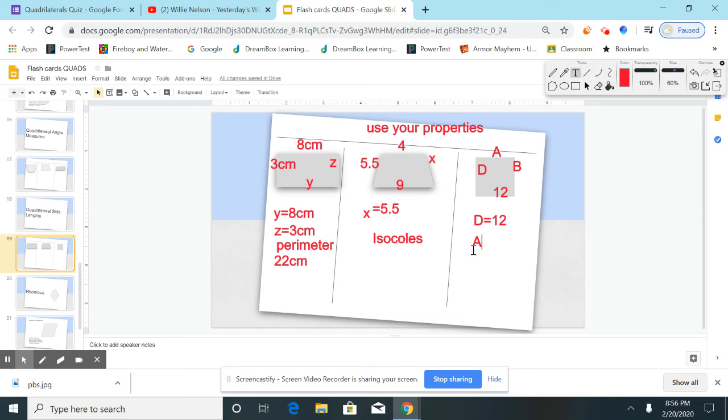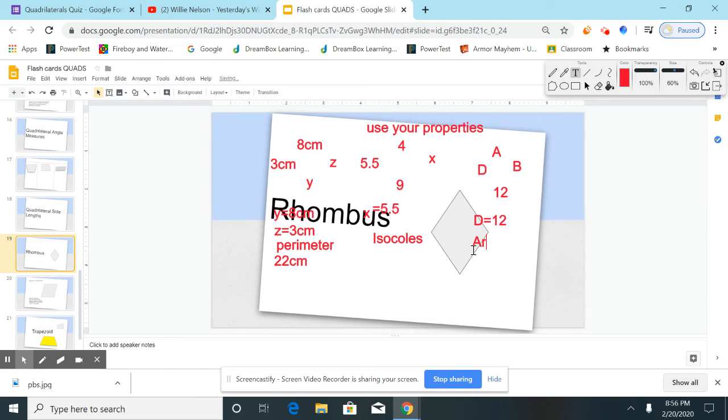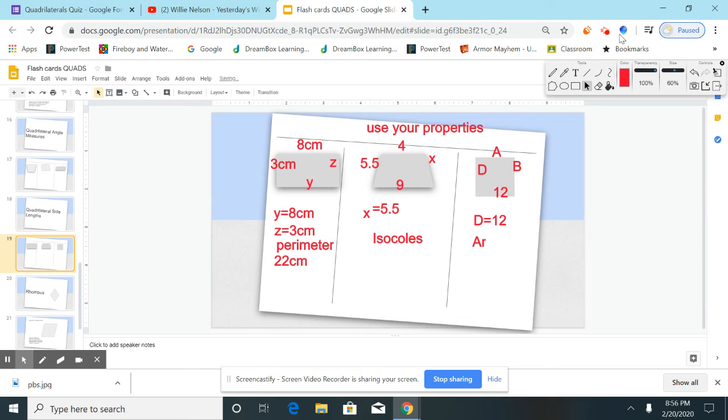The next question says, what is the area of this square? So for the area, remember, you have to multiply side lengths. So if it were to ask you for the area of that square right there, it would be 12 times 12 because each side is 12. So the area would be 144. Every single side is 12 if one side is 12. That's how squares work. Use your properties like it says on the back of the card.